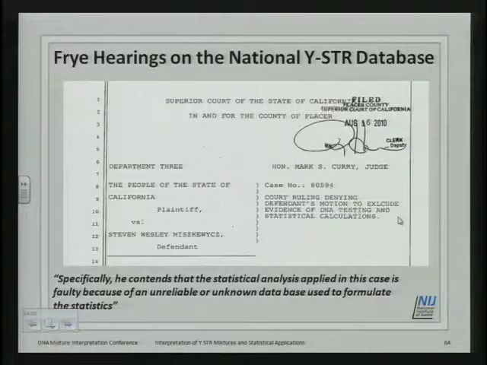So what about the database itself? We've had publications on it. There's also been a couple of Frye hearings on the US Y-Str database. This particular one comes from California. There's two that I know of, anyway. In this case, the People of the State of California versus Stephen Wesley Miskiewicz. Specifically, he contends that the statistical analysis applied in this case is faulty because of an unreliable, unknown database used to formulate the statistics. So they were after the database itself.